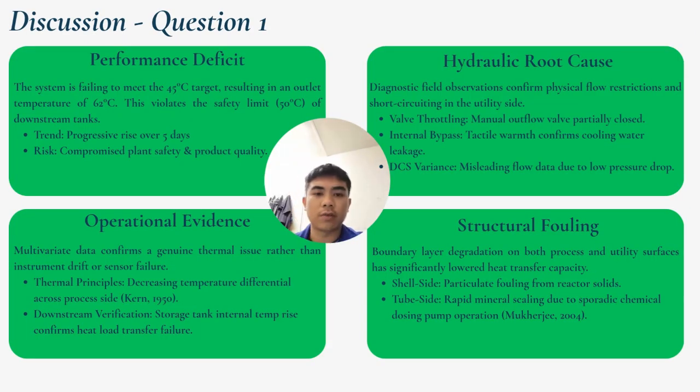So for discussion, question 1, the E203 shell and tube heat exchanger is experiencing a critical operational failure. The unit is showing a massive reduction in thermal efficiency, transitioning from a maintenance issue to a high priority safety risk. Okay, first we look at performance deficit.